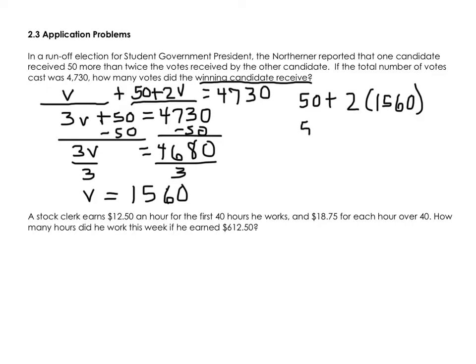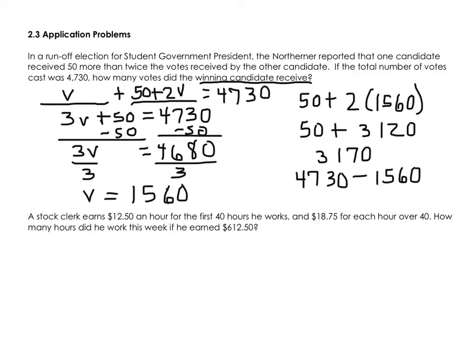So we can take 50 plus 3,120. So that'll be 3,170 votes. Another way we could have gotten that answer is we know altogether there are 4,730 votes. And if we subtract from that 1,560, you'll also get 3,170.